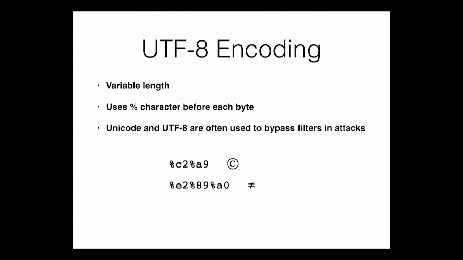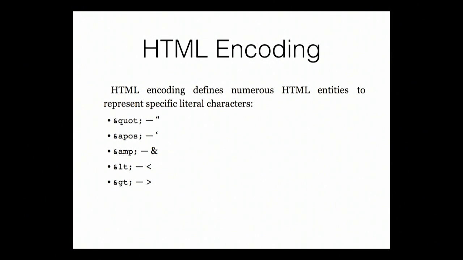UTF-8 encoding is another way. Use the %, and then you can put a different number of characters after it. You can put a variety of bytes after it, even up to 3 bytes, to have exotic characters, and you can use this encoding to send plain characters, but it just looks very different to the filters at the other end. And there's HTML encoding.